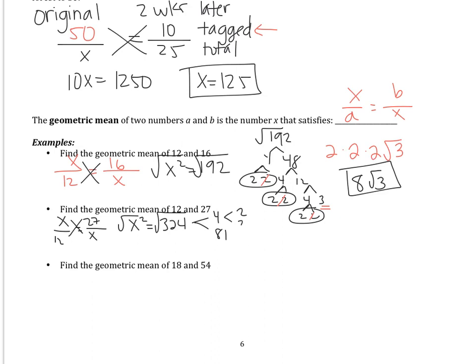So 324 is 4 times 81. 4 is 2 times 2, so here's a pair. 81 is 9 times 9. Don't keep going, that's already a pair. Okay, so one of the 2's comes out and one of the 9's comes out. 2 times 9 is 18. I don't have anything left over. So the geometric mean is just 18.